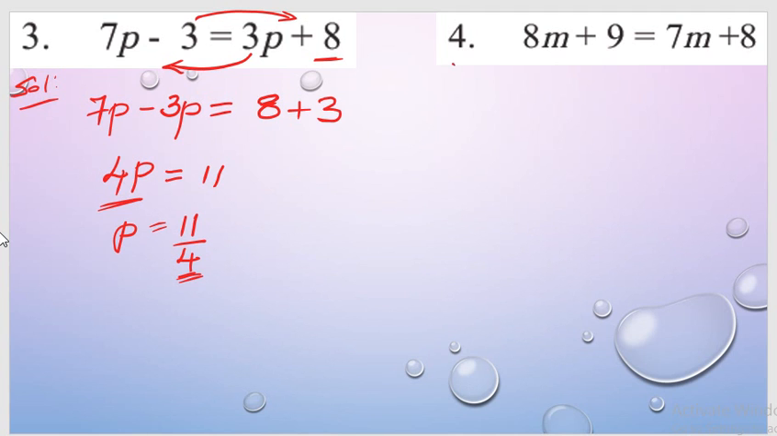Now moving on to question number 4. Here also it is the same situation. So what I am going to do is transpose this 7m to the left hand side and 9 onto the right hand side.